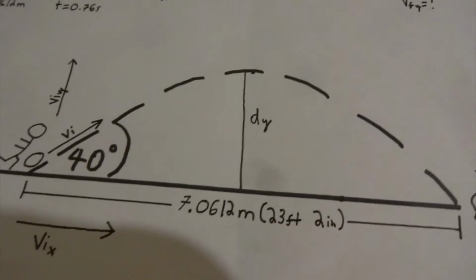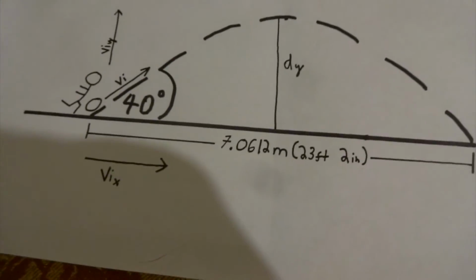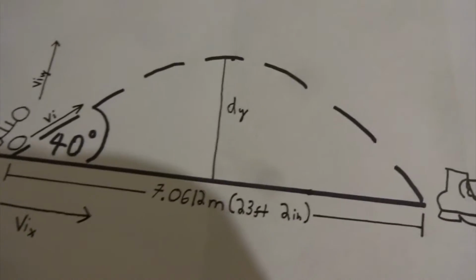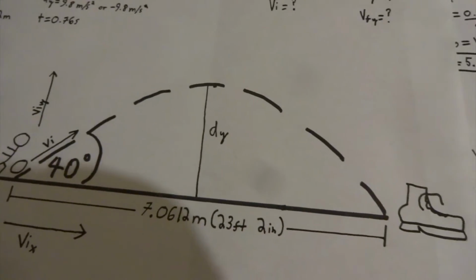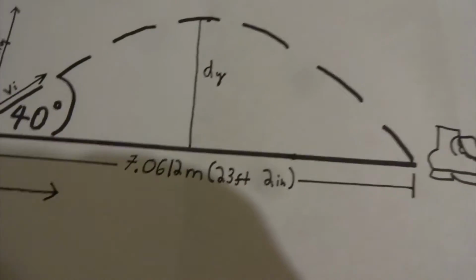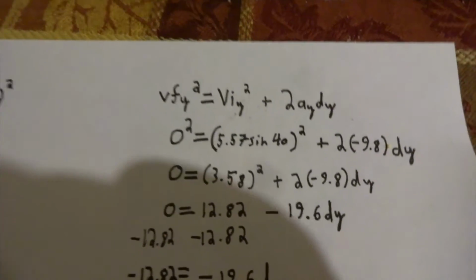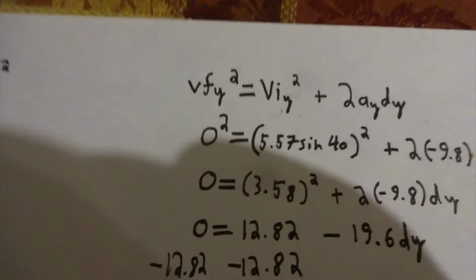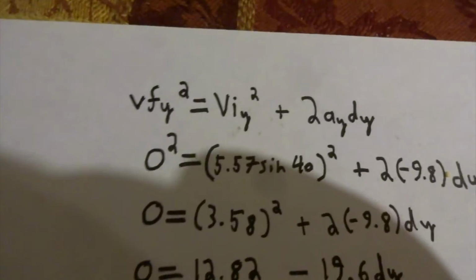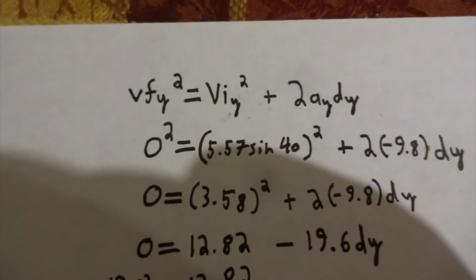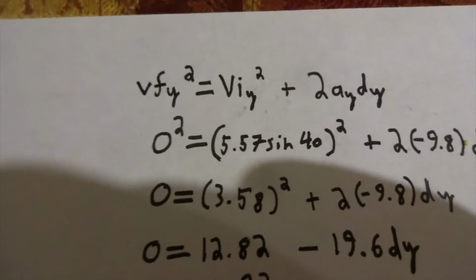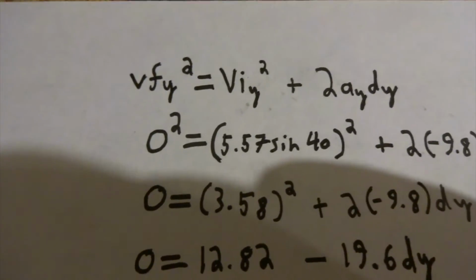Last but not least, the last and slightly more tedious thing to find is dy, or the peak height of how far, or how high, I should say, the shoe has ever gone so far. And in order to find that, you need this formula. The final vertical velocity squared equals the initial velocity squared plus 2 times the vertical acceleration, which also times the peak height.